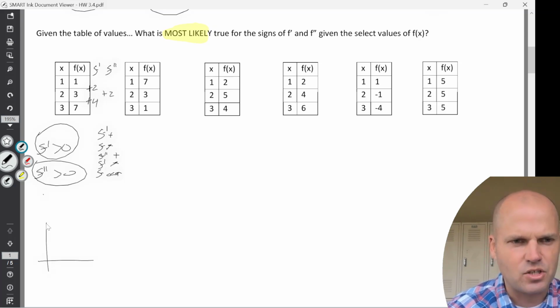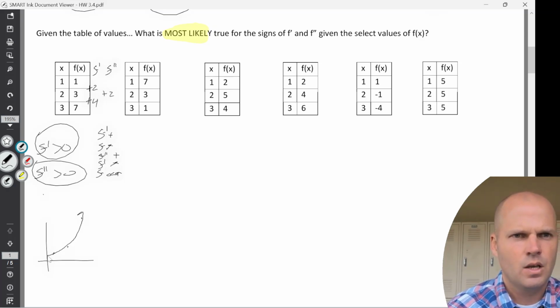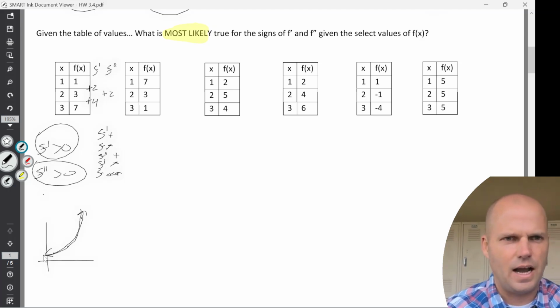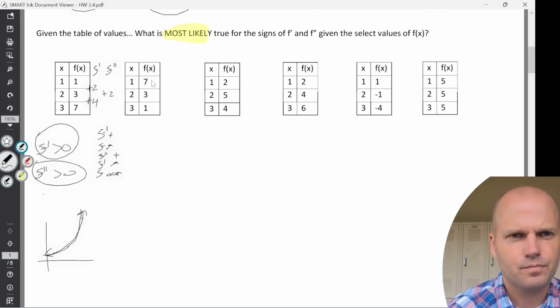You could also attempt to graph this and see that we are increasing concave up, and then know that increasing means the first derivative is positive, concave up, the second derivative is positive. But I think this is a little bit more reliable.